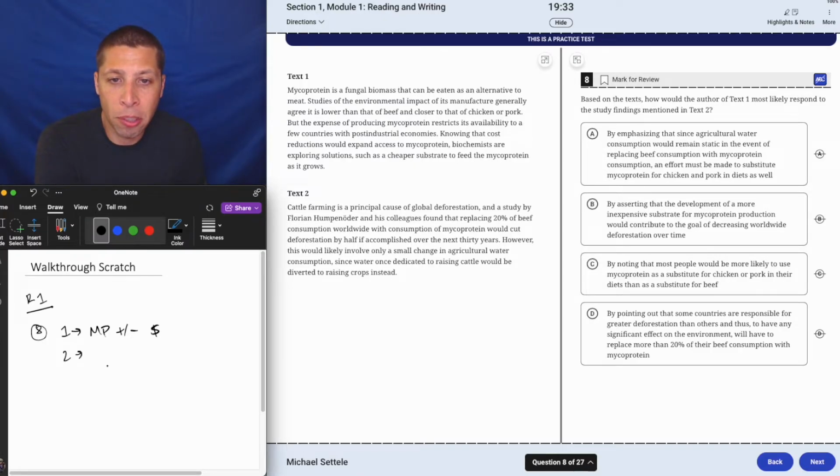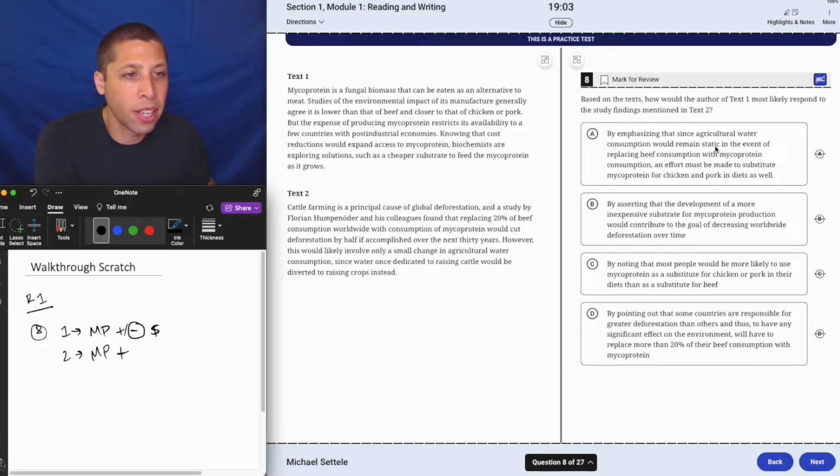Cattle farming is a principal cause of global deforestation, and a study by Florian Huppenoder and his colleagues found that replacing 20% of beef consumption worldwide with consumption of mycoprotein would cut deforestation by half if accomplished over the next 30 years. However, this would likely involve only a small change in agricultural water consumption, since water once dedicated to raising cattle would be diverted to raising crops instead. So he's saying this is good. So how would text 1 mostly respond to text 2, saying that there are drawbacks, right? They'd probably focus on this.